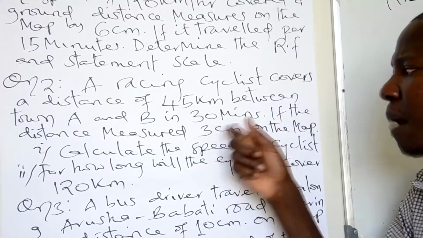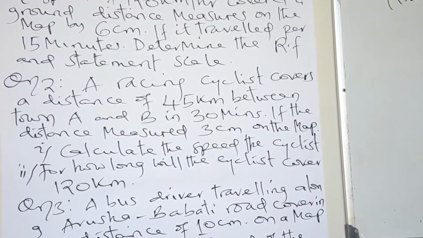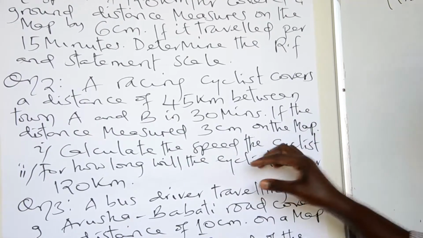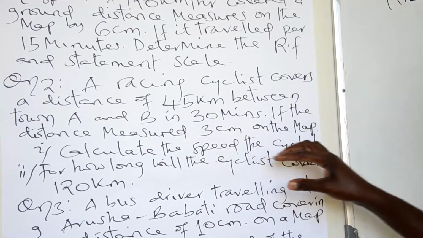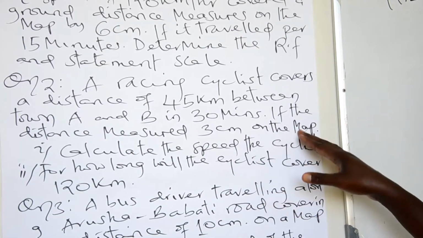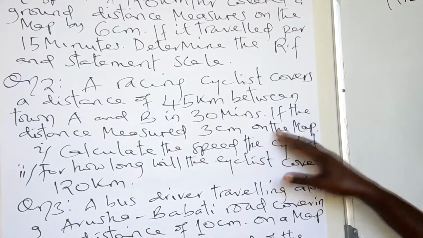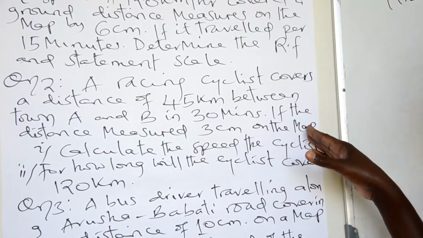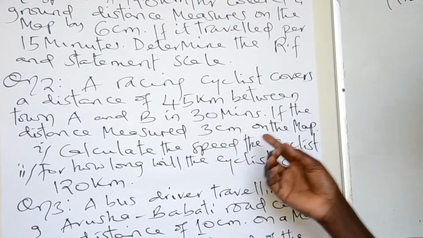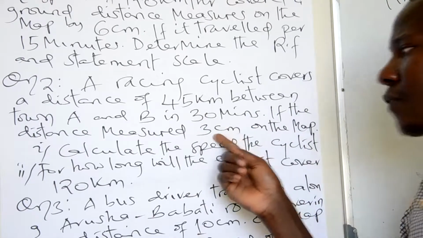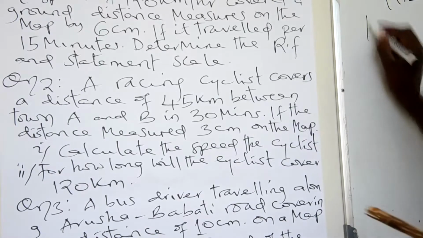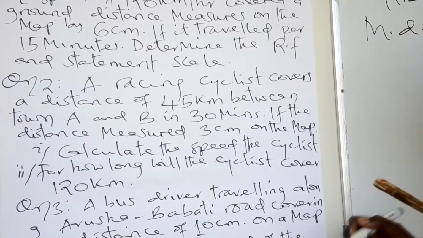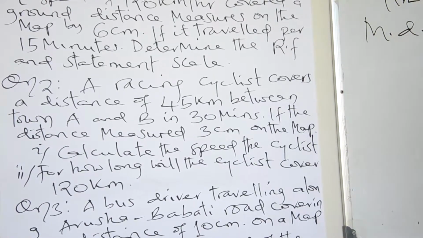But the one who composed this question told you that it is on the map. Some of them cannot write on the map, so you have to remind yourself that 3 cm is the distance from the map. Therefore, map distance is equal to 3 cm. On the map, calculate the speed of the cyclist.